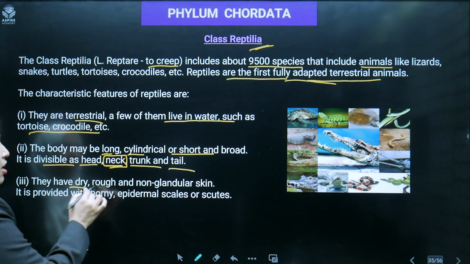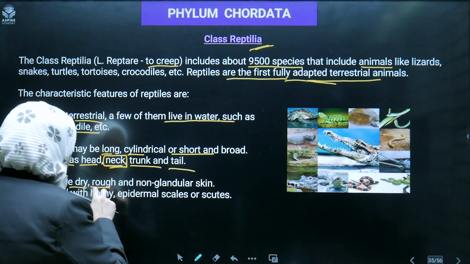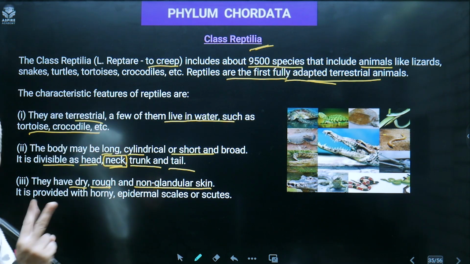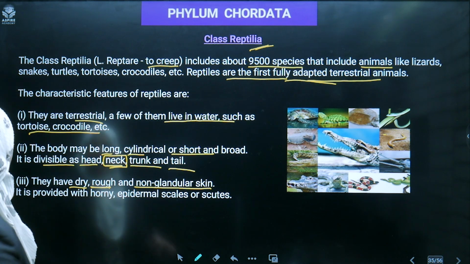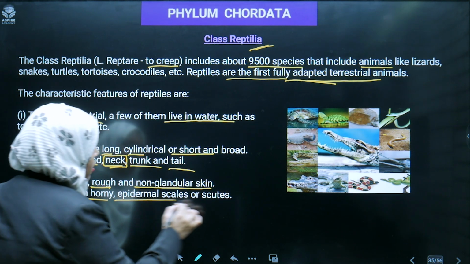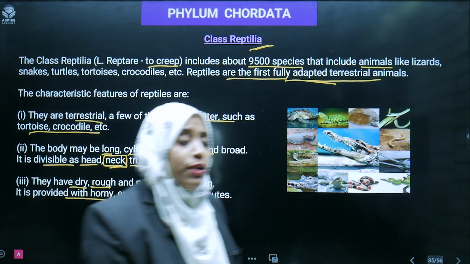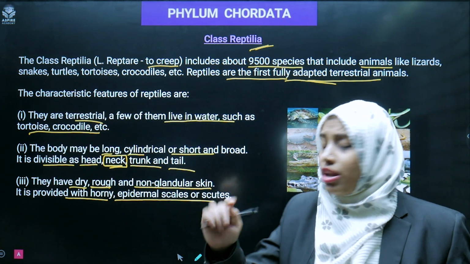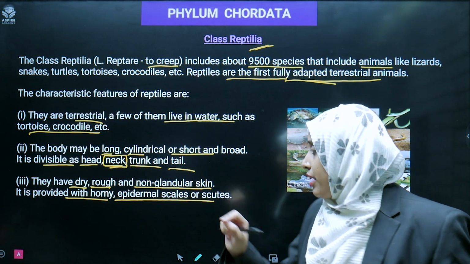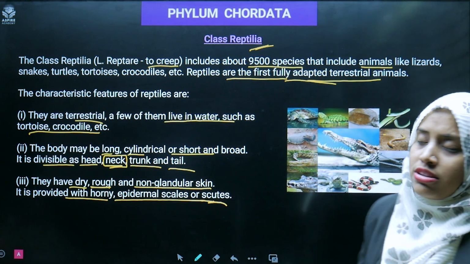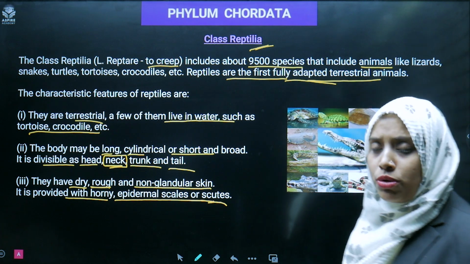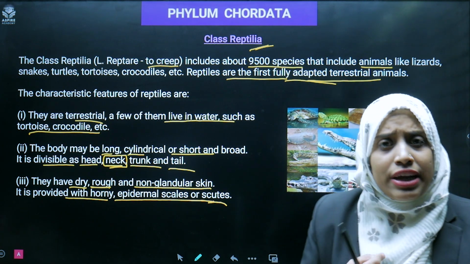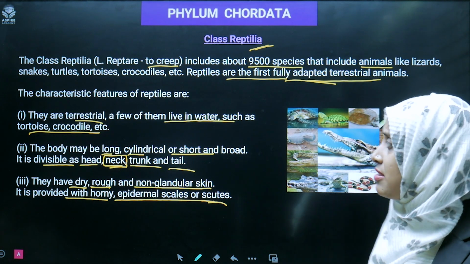They have a dry, tough, or we can say rough and non-glandular skin. Dry and rough. And it is provided with horny epidermal scales. The outermost layer of the skin, the epidermis, has scales, also called scutes. You can also call epidermal scales scutes. So it is also present. Generally we have seen in crocodile and snake also, they have scales.